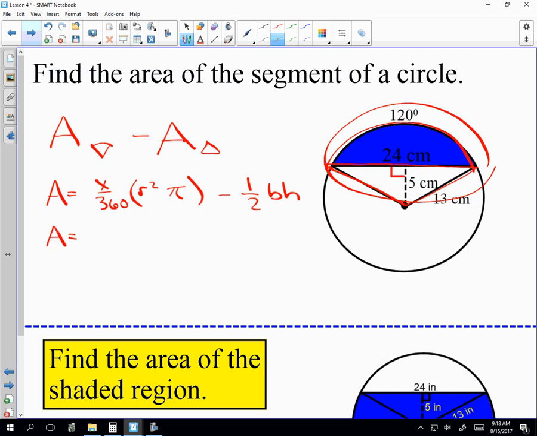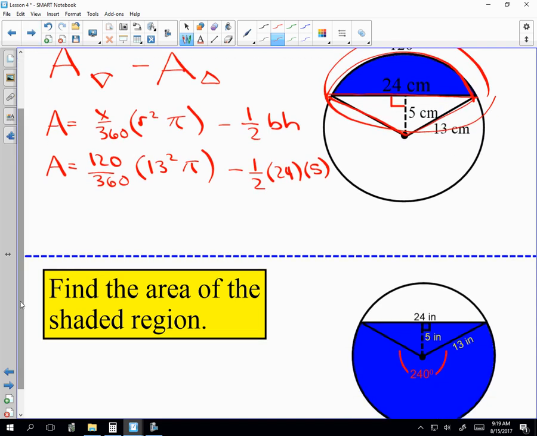So for the area of the shaded region, we have 120 over 360, which would be a 1/3 ratio. Our radius is 13 squared pi. Okay, so we have that piece, and then for our triangle, we need the base of the triangle. Remember, base and height of triangles are perpendicular, so the base length is 24, and the height is 5. And now all we have to do is work together to simplify these pieces and get our answer. Your answer, in most cases, is going to be a two-part answer.